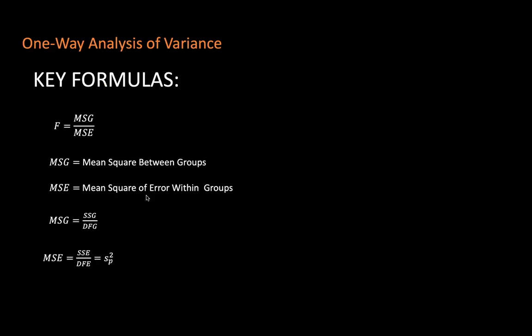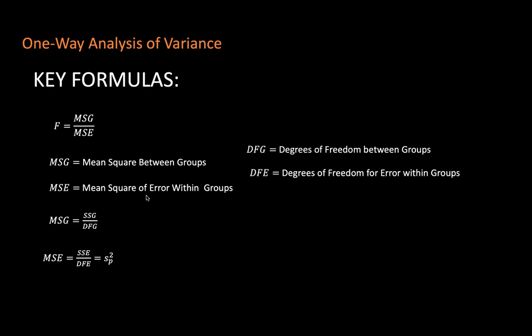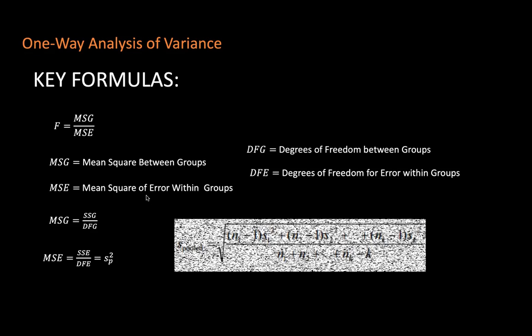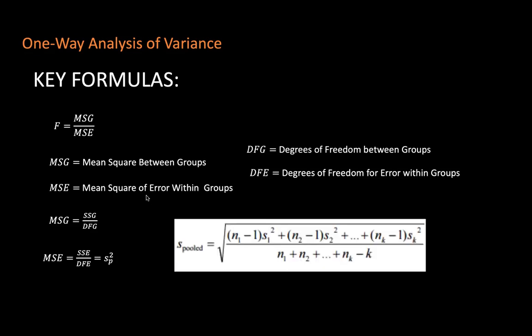MSE is equal to SSE over DFE, and that is equal to the population standard deviation squared. DFG is equal to the degrees of freedom between the groups. DFE is equal to degrees of freedom of error within groups. And we also need the formula for the pooled standard deviation, which is different than the population standard deviation.